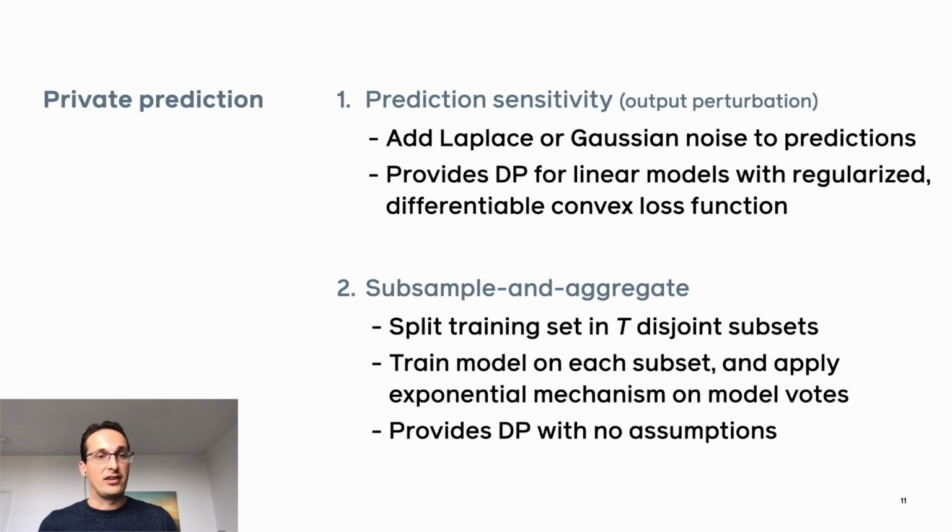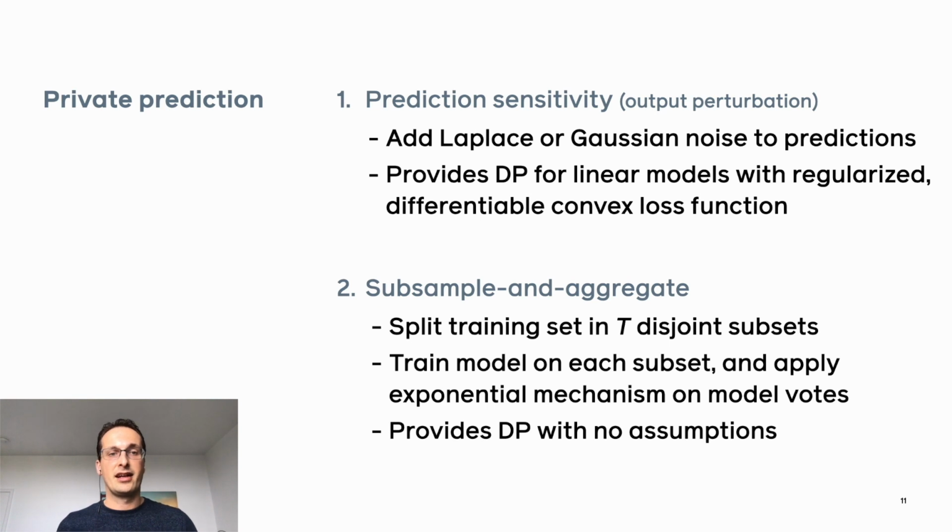The second set of methods that we looked at are private prediction methods. We looked at the following two. The first method is prediction sensitivity, which is another example of output perturbation, but here the output perturbation is applied to the predictions on the test examples. So we train a non-private model, we use this model to make test predictions, and now we add Laplace or Gaussian noise to those predictions before releasing them. This provides a differential privacy guarantee for linear models, again, that are trained using a regularized differentiable convex loss function.